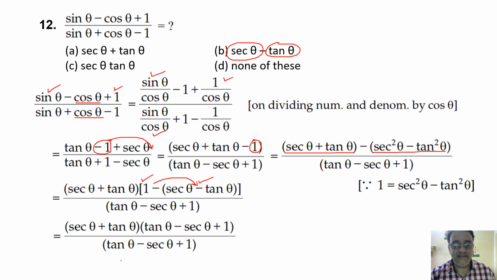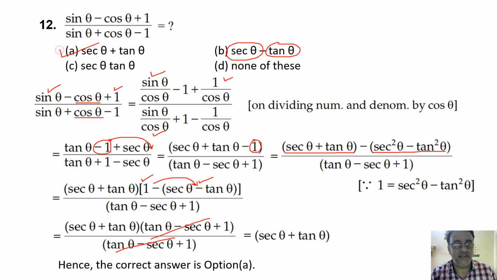कुछ cancel हो रहा है इसमें? Tan theta, minus sec theta plus 1. Right. So what is left? Sec theta plus tan theta. So which is the correct option? Option A. Right, option A. Any doubt in this question? No, sir.